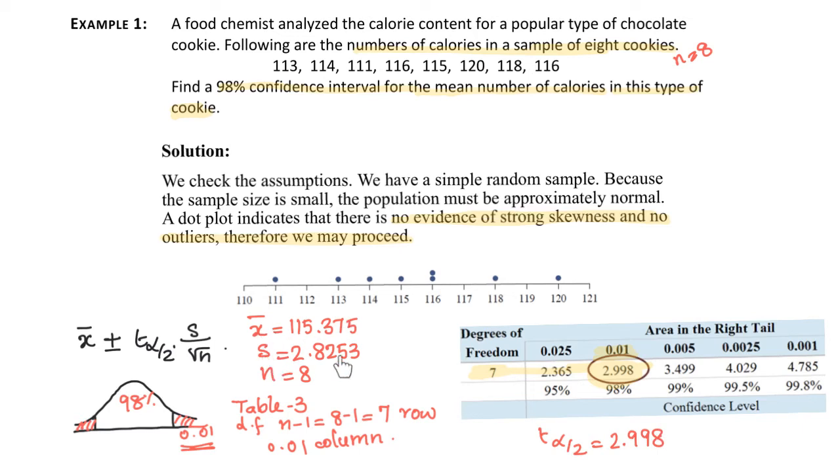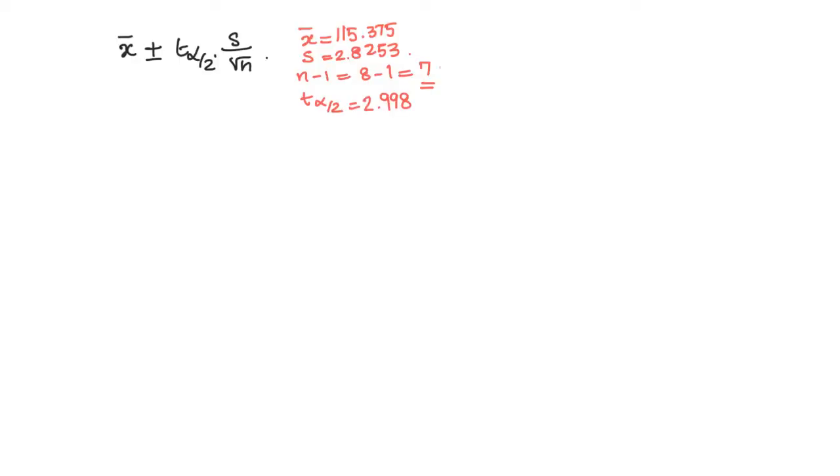Now we will substitute all these values into this formula to find the confidence interval. So I'm going to copy these values to the next page. I copied the information from the previous slide. Now let's construct the confidence interval.